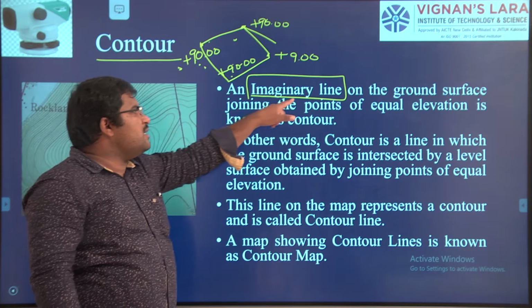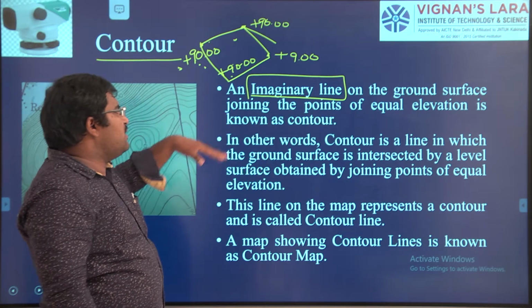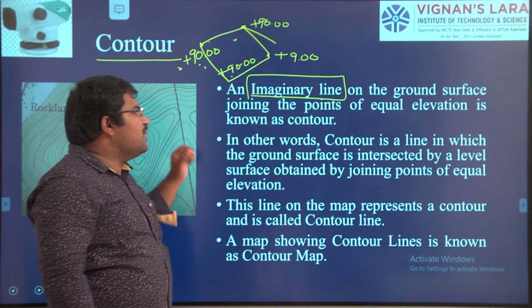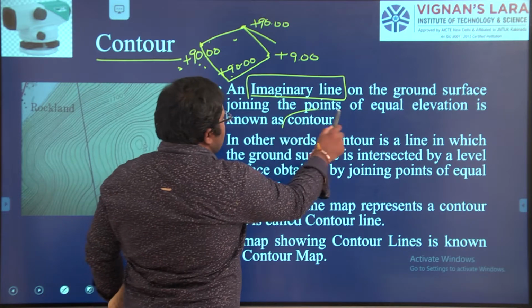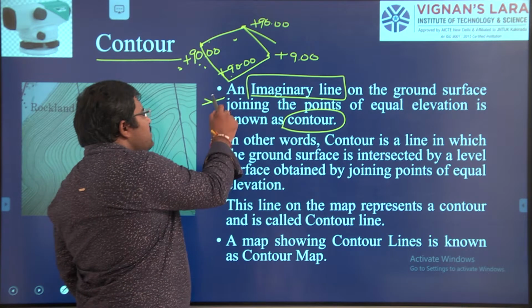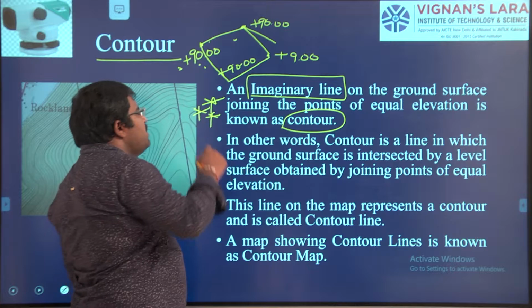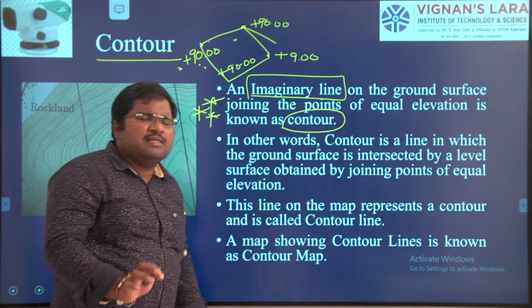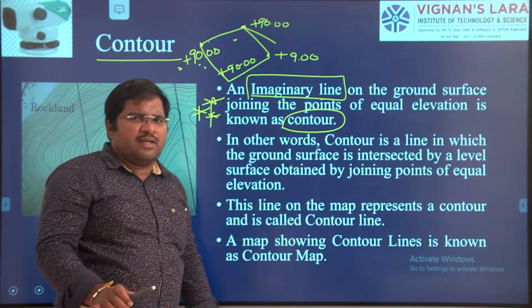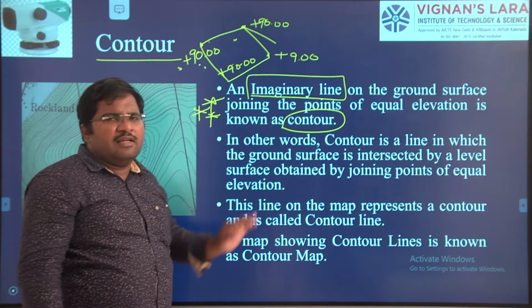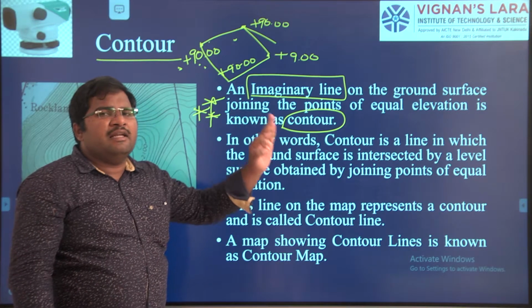So an imaginary line on the ground surface joining the points of equal elevation is known as contour. Okay, the definition is very important, right? What is meant by contour? It is an imaginary line drawn on the ground surface, joining the points of equal elevations.